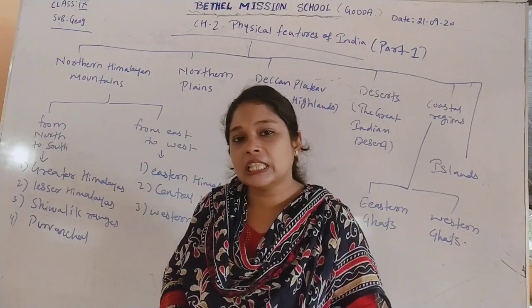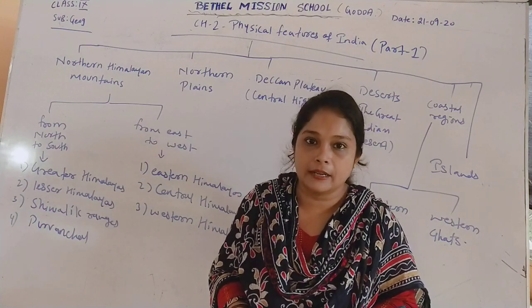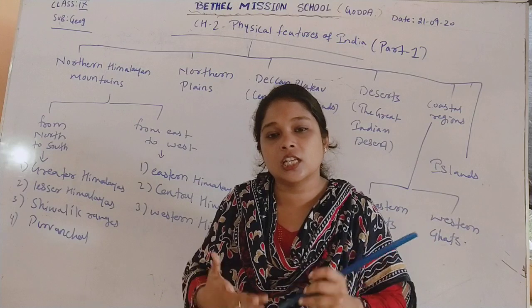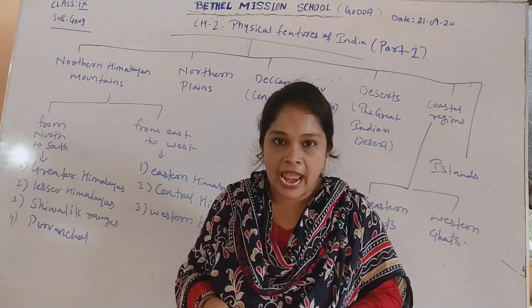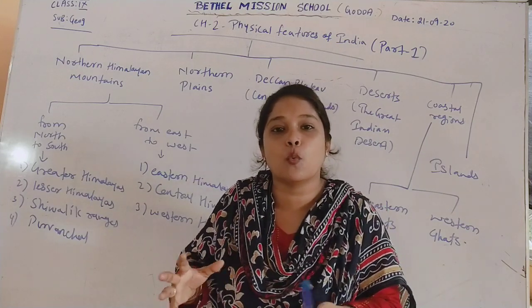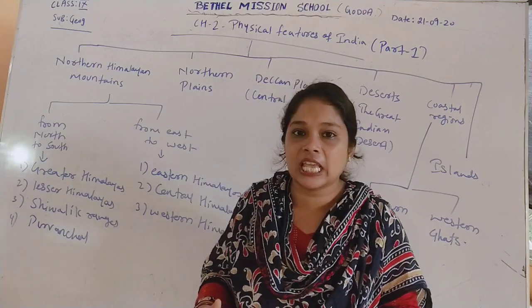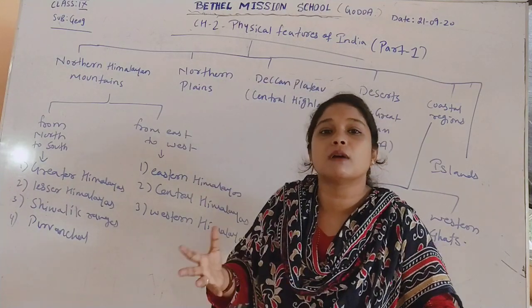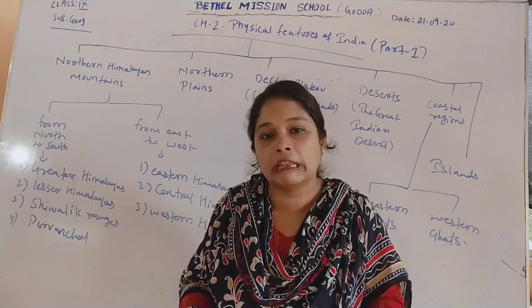So over here we can say that the Himalayan mountains have a height of 2,400 meters. The length of the Himalayan mountains is 2,400 kilometers, and its width is 400 kilometers in Kashmir to 150 kilometers in Arunachal Pradesh. So over here we can say that the Himalayan mountains are the biggest mountains in Asia, or the biggest mountainous region in India.